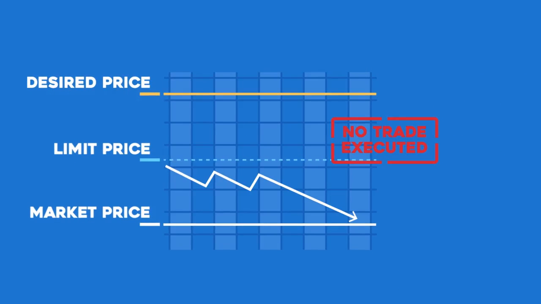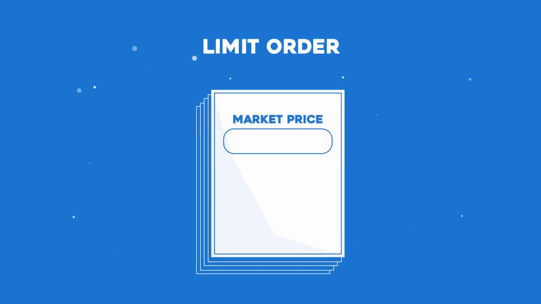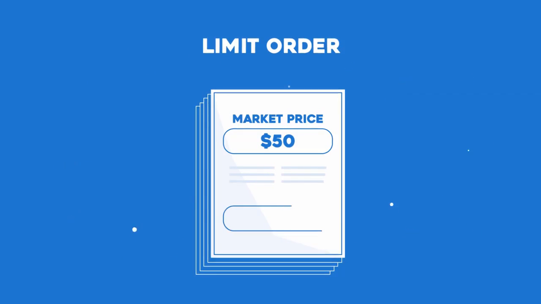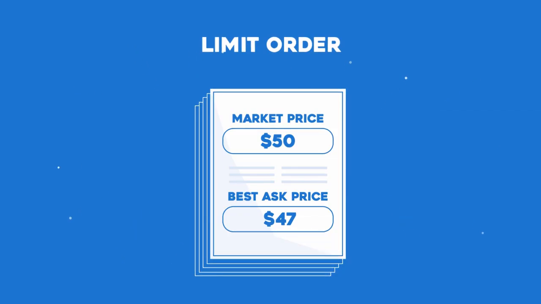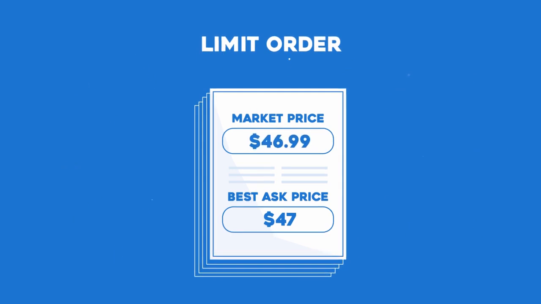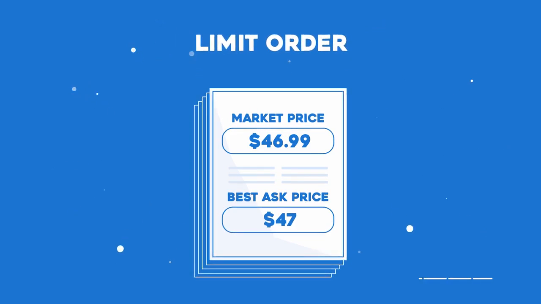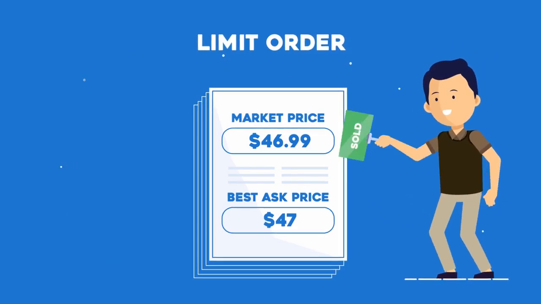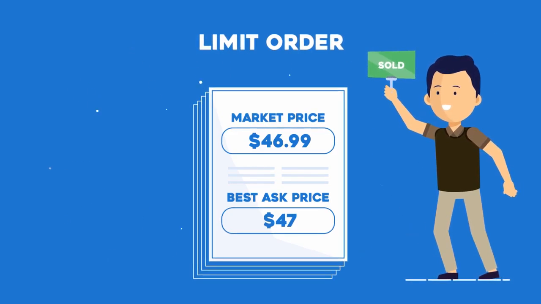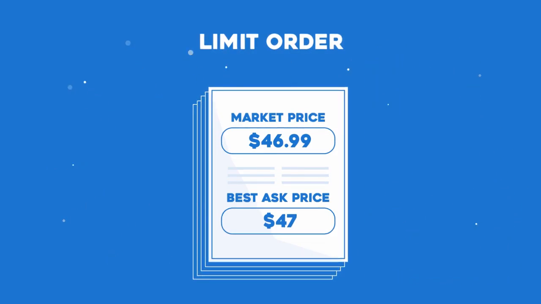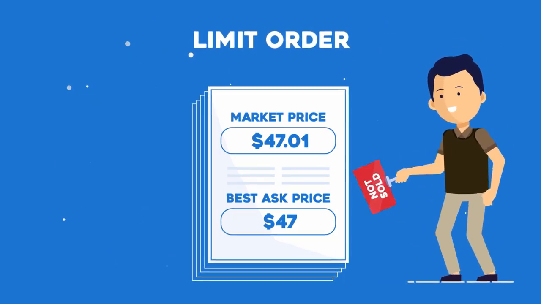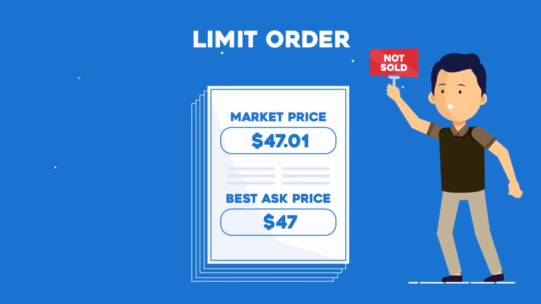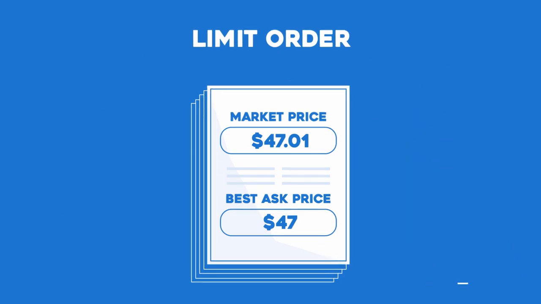So suppose you want to buy 10 shares of XYZ stock, which has a current market price of $50 per share, but you don't want to pay more than $47. You place a limit order, and if the price of XYZ stock falls to $47 or below, your order will be filled. However, if the price never drops to $47, the stock will not be purchased, even if the price drops to $47.01.